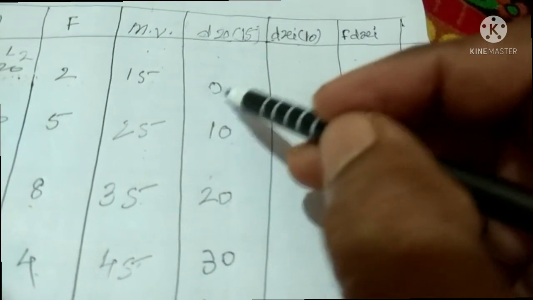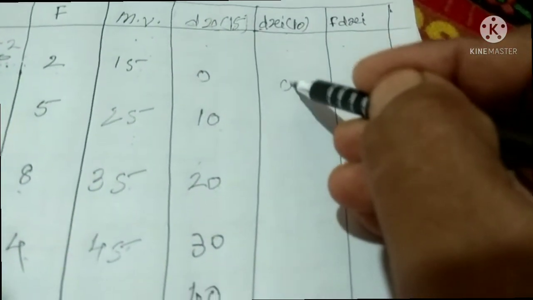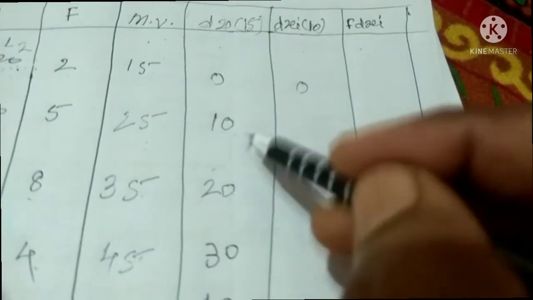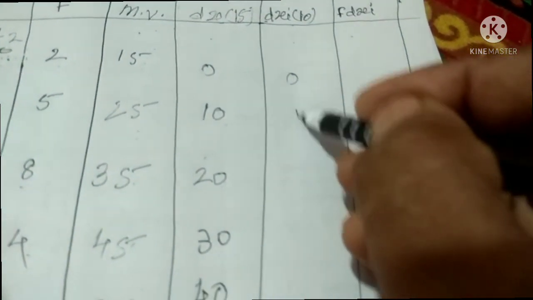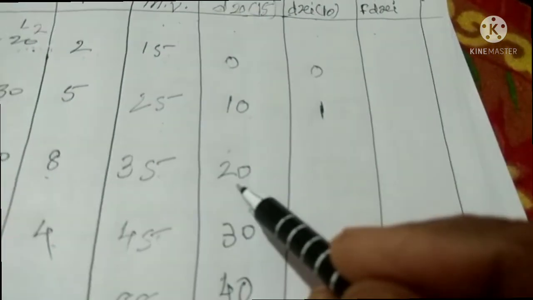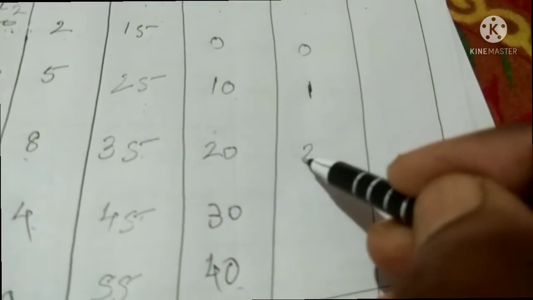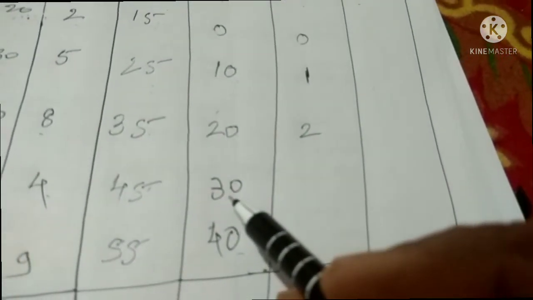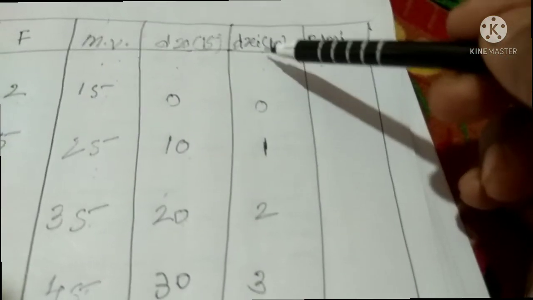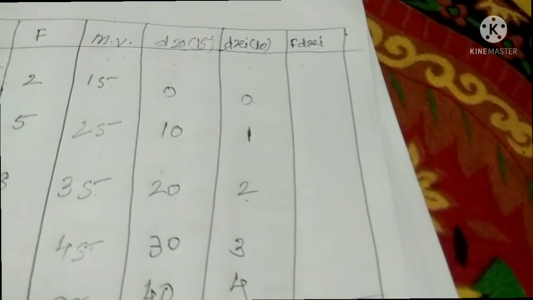and divide every figure. 0 upon 10, the answer is 0. 10 divided by 10, the answer is 1. 20 divided by 10, we get 2. 30 divided by 10, the answer is 3, and 40 divided by 10, we get 4. So in this way we also get the dxi series: 0, 1, 2, 3, 4. Okay, after that what do we have to do here?